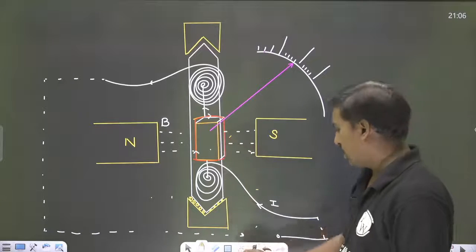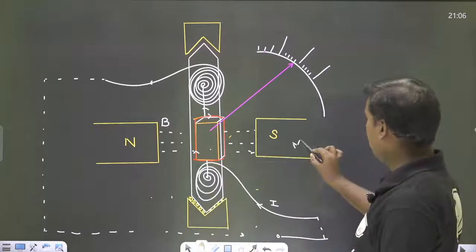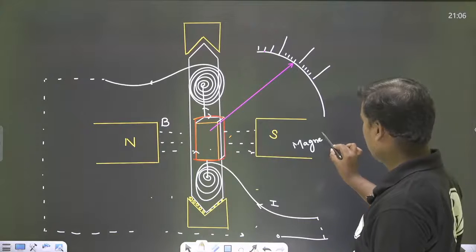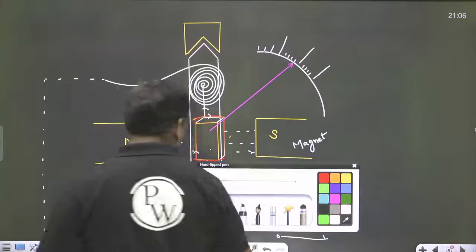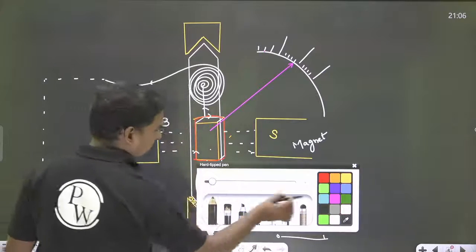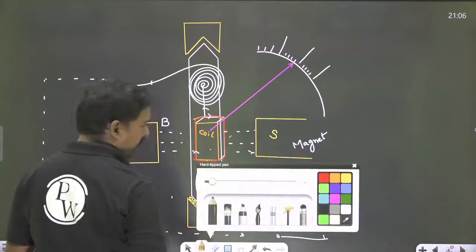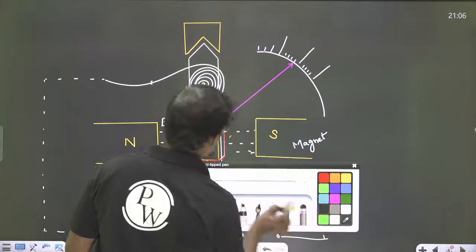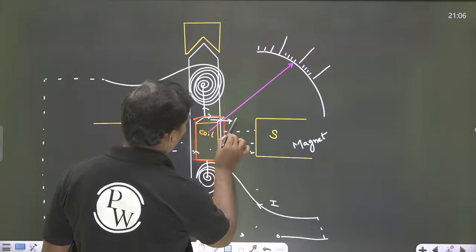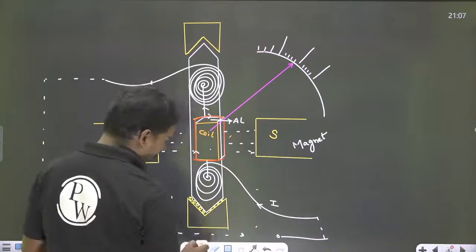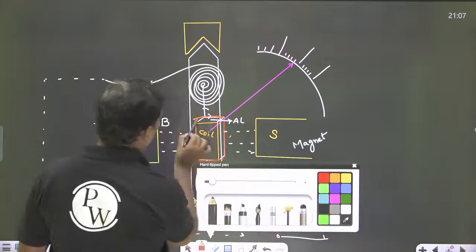If you want, I will write here. So this is the magnet, and this one is the coil, and this one is the aluminum frame, and this red color is the iron cylinder.